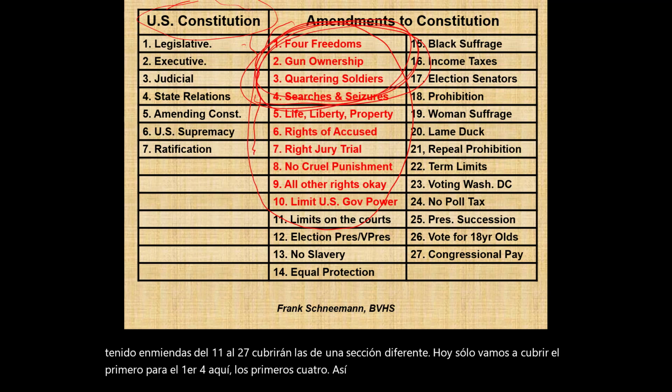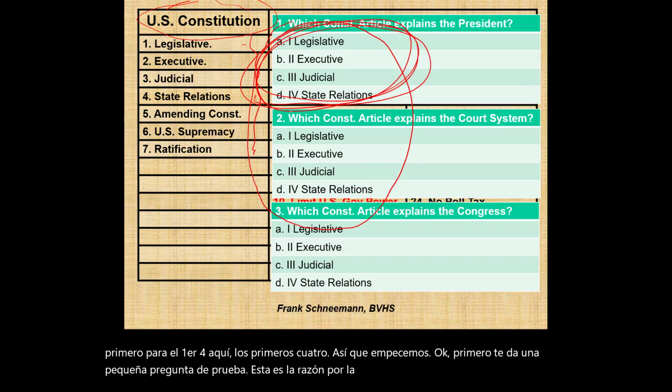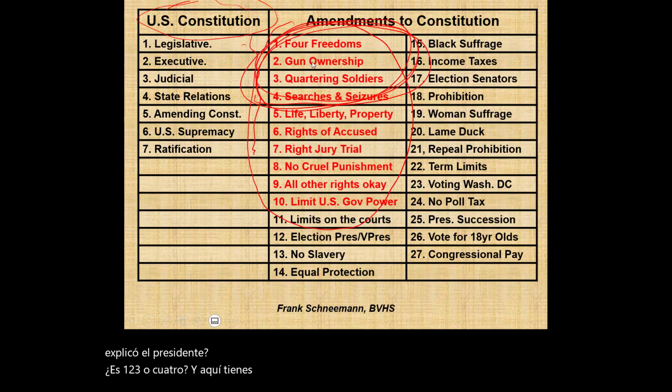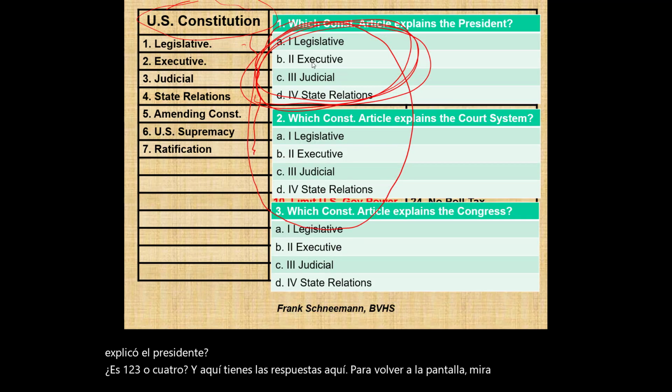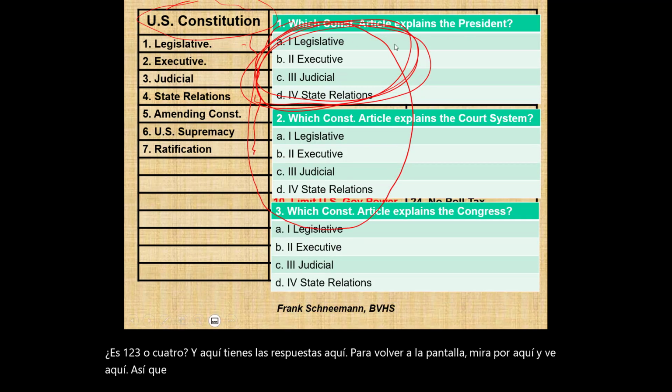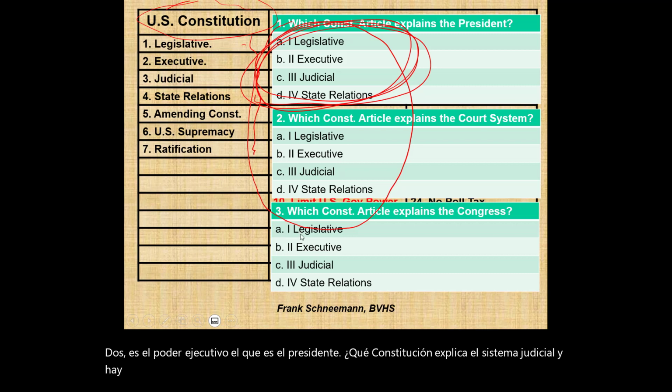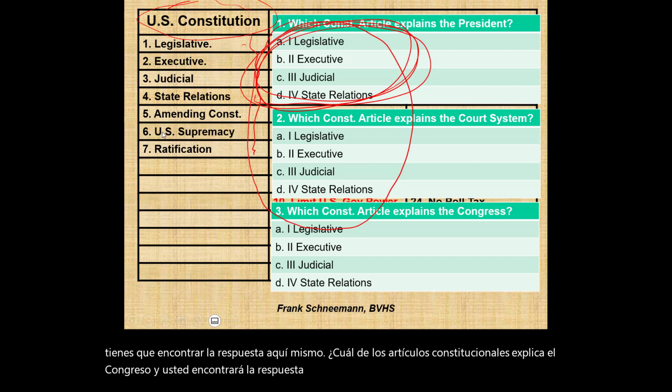First of all, I'm going to give you a little test question. This is why the arrow keys are important. You've got the test on the screen here. Which of the constitutional articles explain the president? Is it 1, 2, 3, or 4? You get the answers over here. Go back a screen, look over here. Which one of these articles is about the president? 2, it's the executive branch, that's the president. Which constitutional article explains the court system? You have to find the answer right here. Which of the constitutional articles explain the Congress? You'll find the answer right here. That's why you get this arrow key to go back and forth.